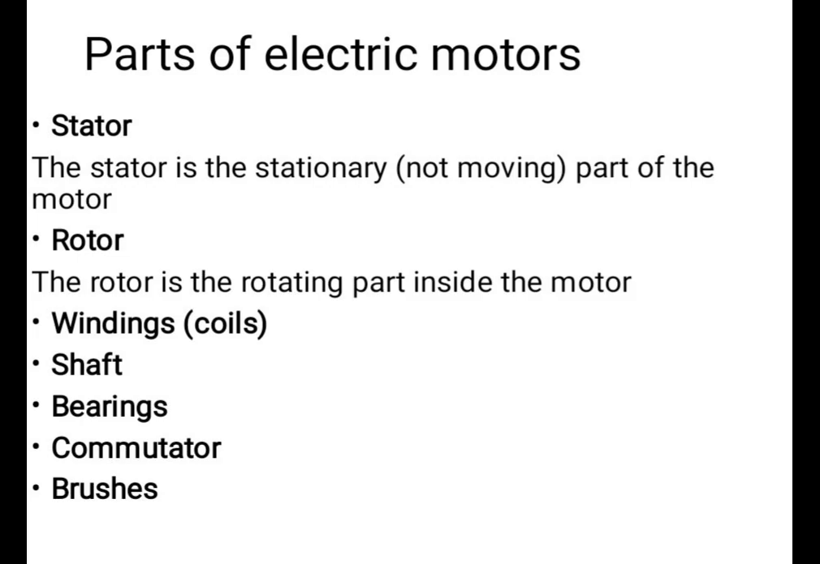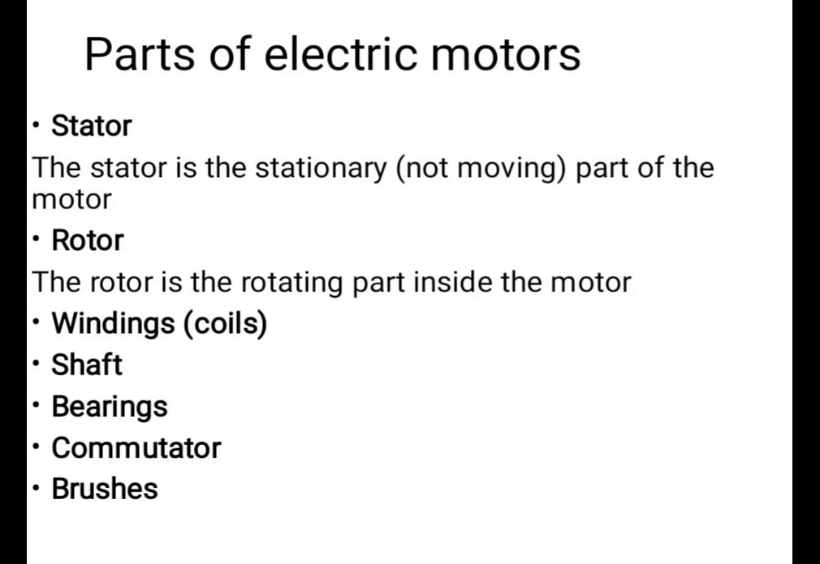Rotor. The rotor is the rotating part inside the motor. It turns when the magnetic field from the stator interacts with it. This rotation produces mechanical motion. Windings, coils made of copper wire. When electricity passes through them, they create a magnetic field found at the stator, the rotor, or both.